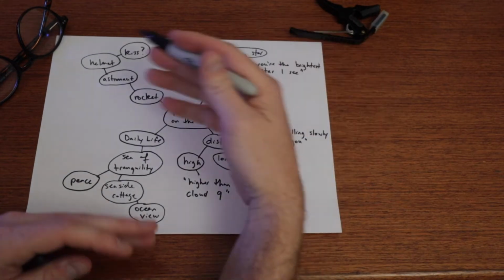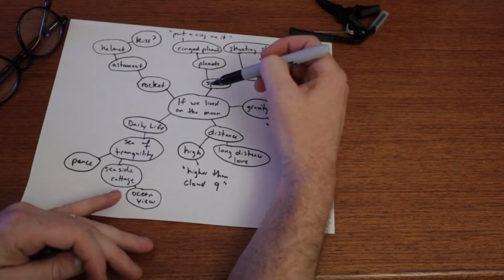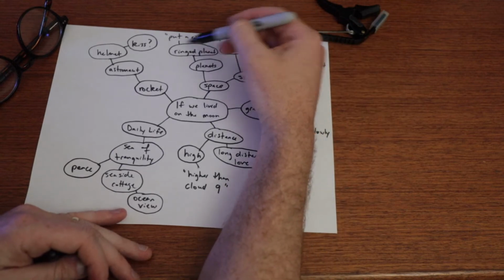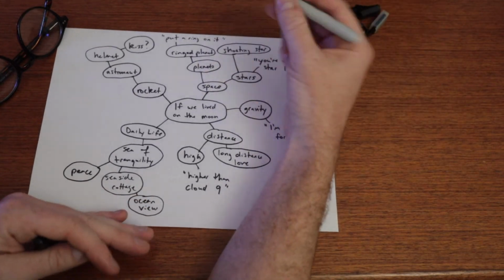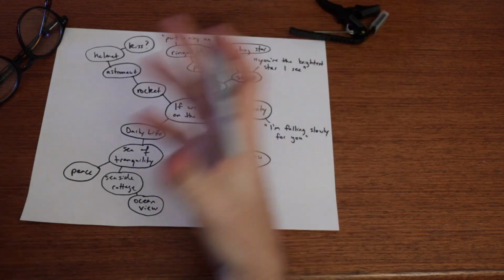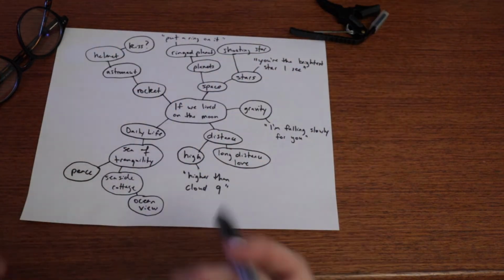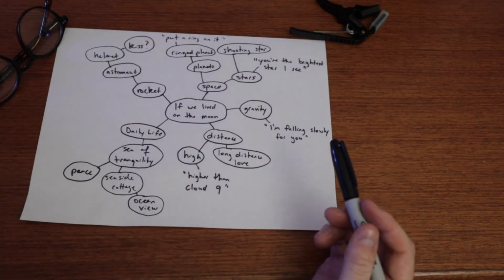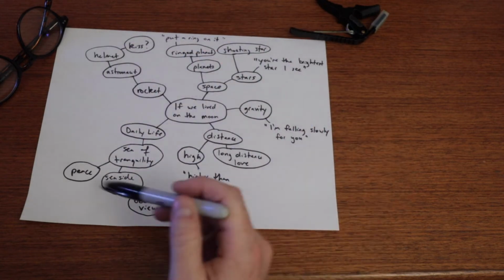So here, just continuing to brainstorm. I'm thinking of shooting stars and space, or planets, ringed planet, Saturn, which made me think of put a ring on it. Again, I'm kind of tying the whole space and relationship thing together. So this process can continue for as long as you want it to, but you can see there's a lot of different pockets of ideas here.